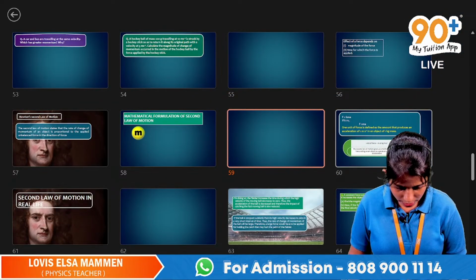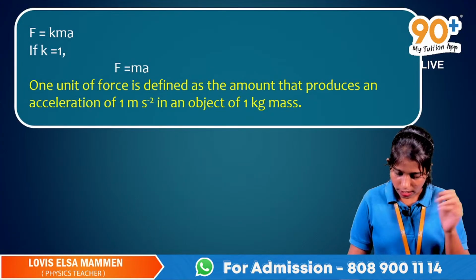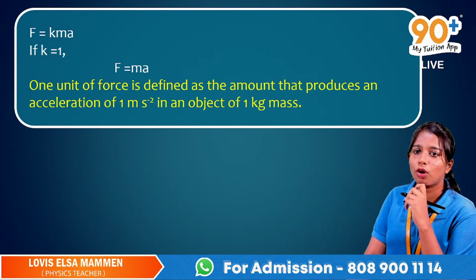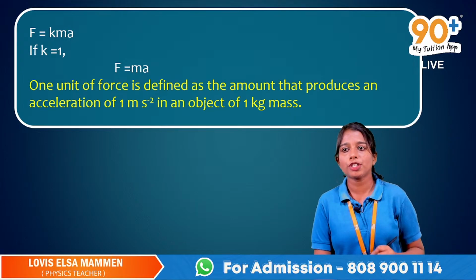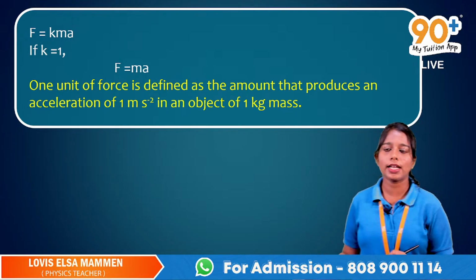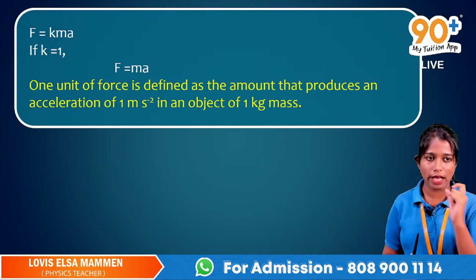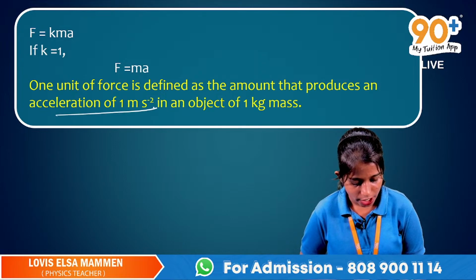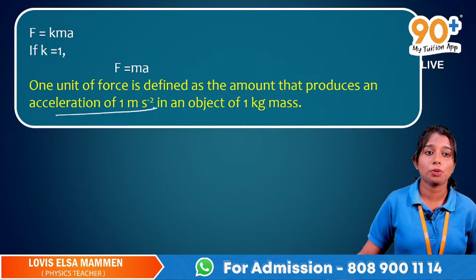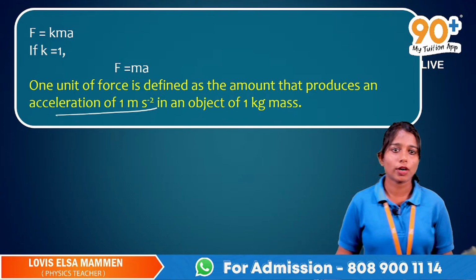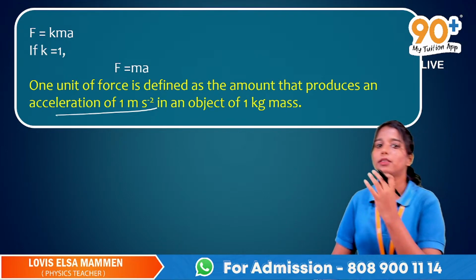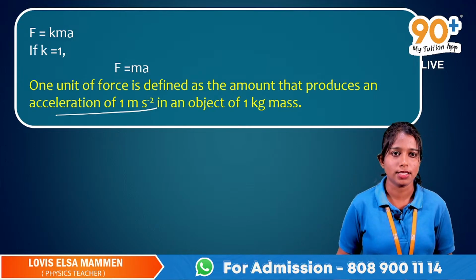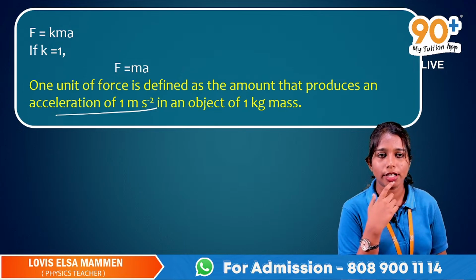Okay, just write this also, that if the value of k is 1, that means F is equal to ma, 1 unit of force. Now if it is 1 Newton, what is the meaning? 1 value of force. If it has got an acceleration of 1 meter per second square in an object of 1 kilogram mass, then we will get the value of force as 1 kilogram meter per second square. That is 1 Newton. Take down, I will tell it again.